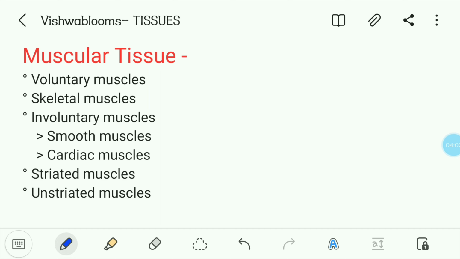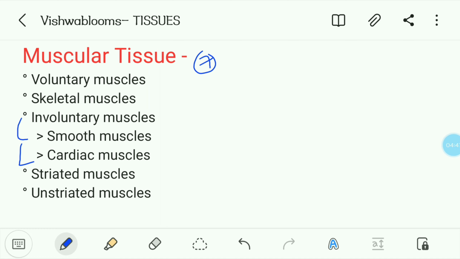Now muscular tissue is actually divided into 5, but in involuntary we again have 2 more, so totally 7 are there to study. We have to study them in detail, but it's okay, it is very easy. First is voluntary muscles, and second is skeletal muscles, then involuntary muscles. Under involuntary muscles we have smooth muscles and cardiac muscles. We will learn everything about these in brief. And then we have striated muscles and unstriated muscles.